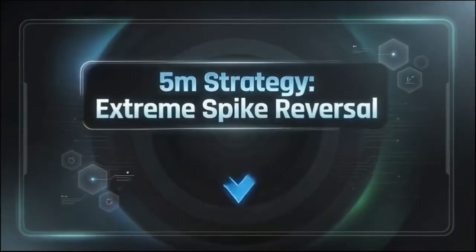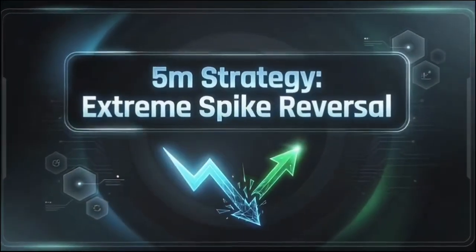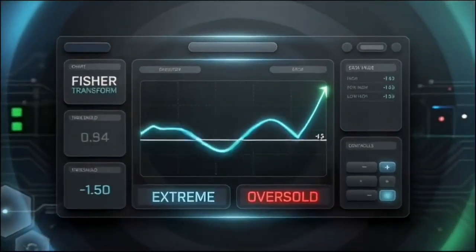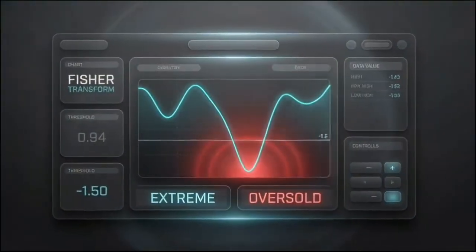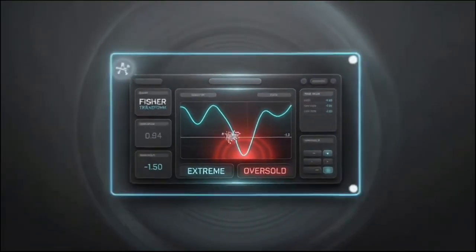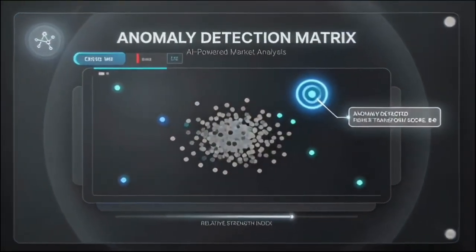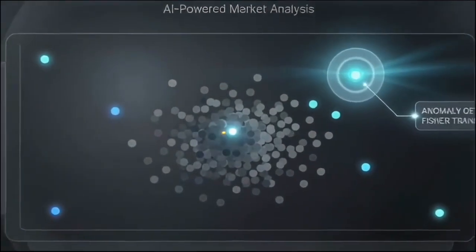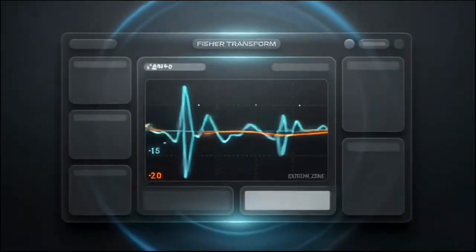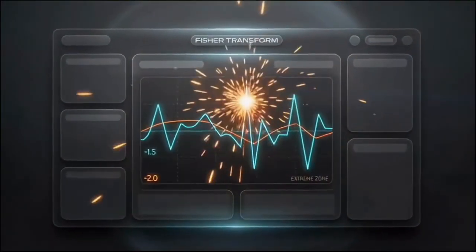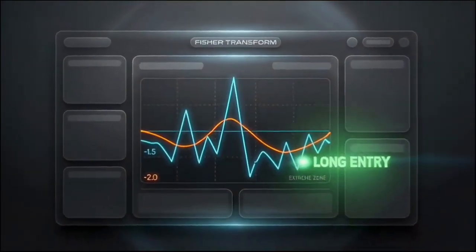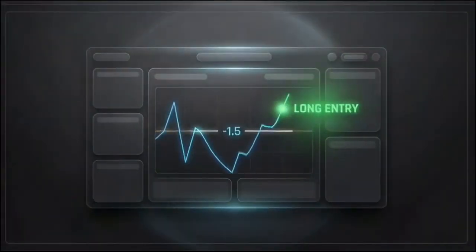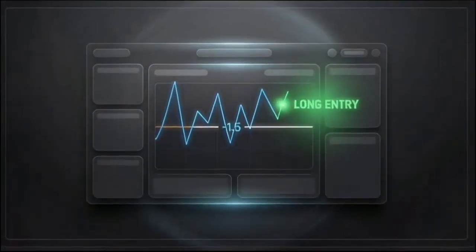The 5-minute strategy is the extreme spike reversal. Wait for the Fisher line to stretch beyond plus 1.5 or minus 1.5. Readings out there are statistically rare. That is the whole point of the transform. Then wait for the Fisher line to cross back through its trigger line. Spike down below minus 1.5, then a cross up through the trigger. That is the long entry.